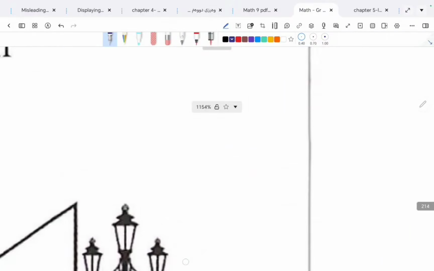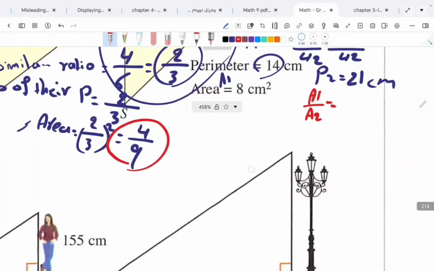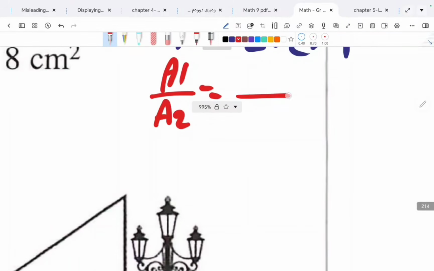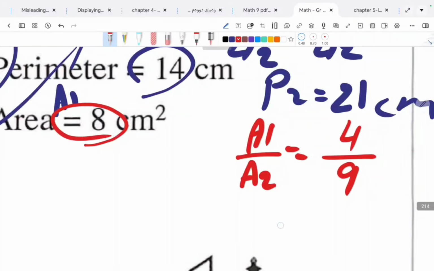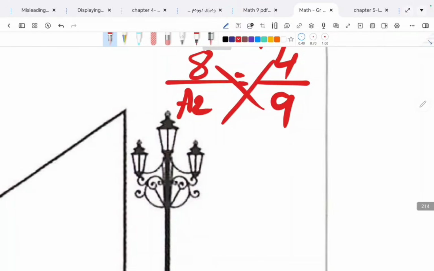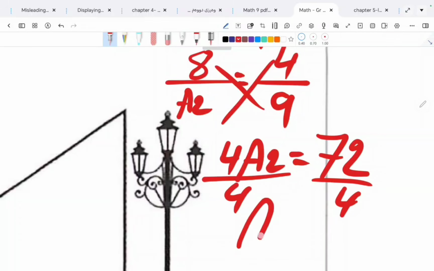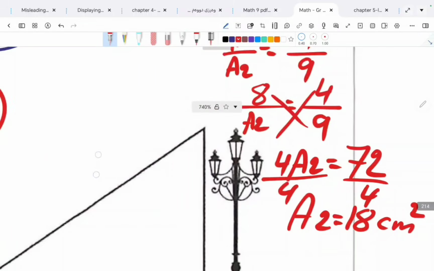For area, we will say A1 out of A2 equals, what's the ratio of their area? It's 4 out of 9. The area given for this one is 8, so 8 out of A2 equals 4 out of 9. For A2, use cross product: 8 times 9 equals 72. How to get rid of 4? Divide by 4, divide by 4. Area 2 equals 18 square centimeters.